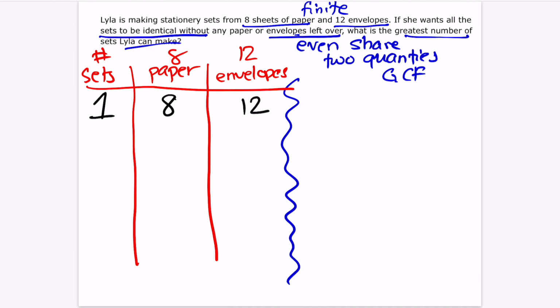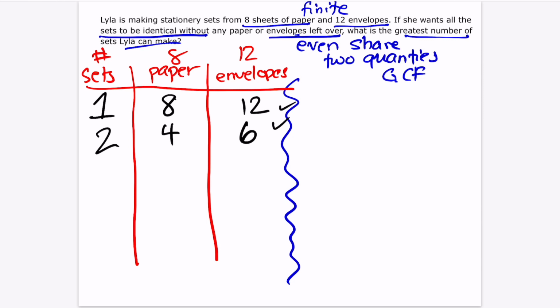Now I start thinking again, what if I have 2? Can I divide with 2? Absolutely. 8 divided by 2 gives me 4. 12 divided by 2 gives me 6. So that works too so far. That's my greatest common so far.